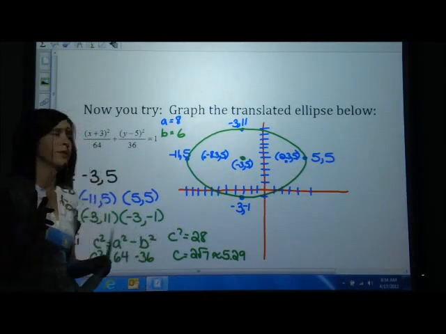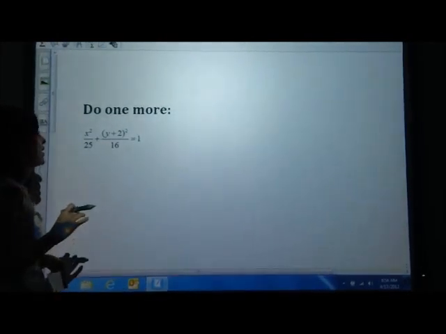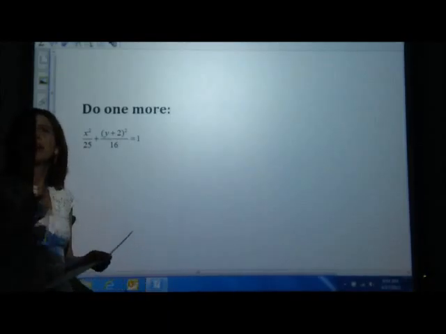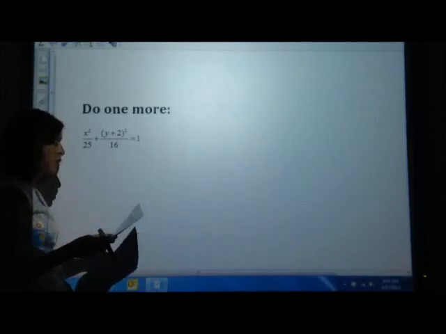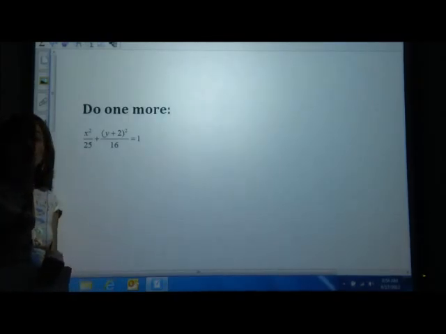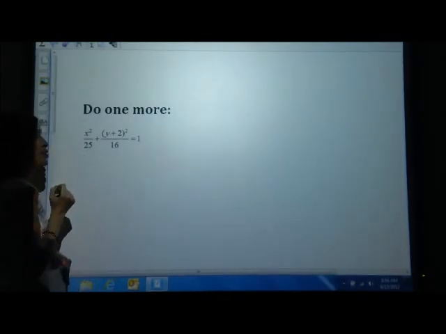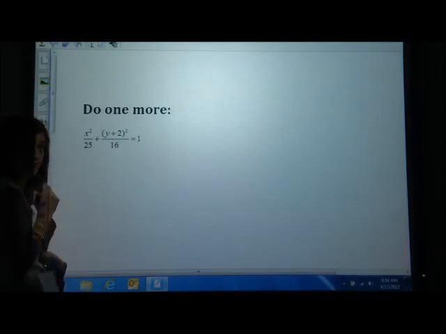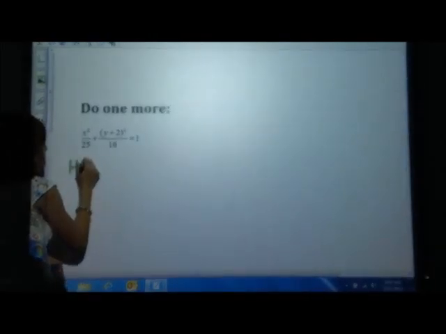All right, so we're going to do one more. The last one I just want us to do, we're not going to graph it, let's just get all of our information down and then we'll graph it tomorrow in class. So first of all, is it horizontal or vertical? Giving you a second. It's horizontal, good.